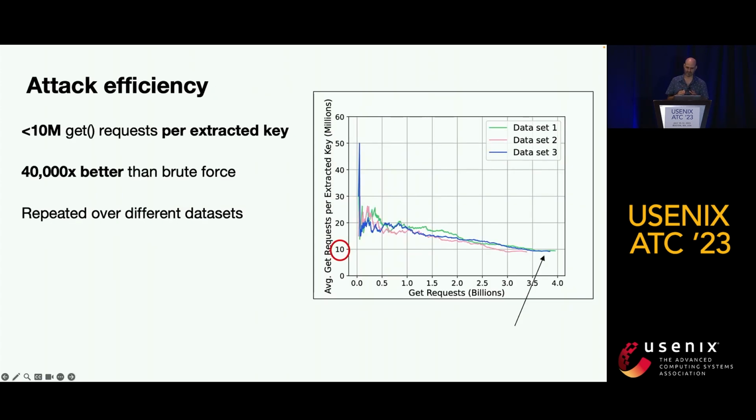This figure evaluates the efficiency of full key extraction, steps 1, 2, and 3. We measure the average number of get operations per extracted key as a function of the attack progress. The average number of queries per extracted key converged to less than 10 million queries. This attack is more than 4 orders of magnitude better than brute force.